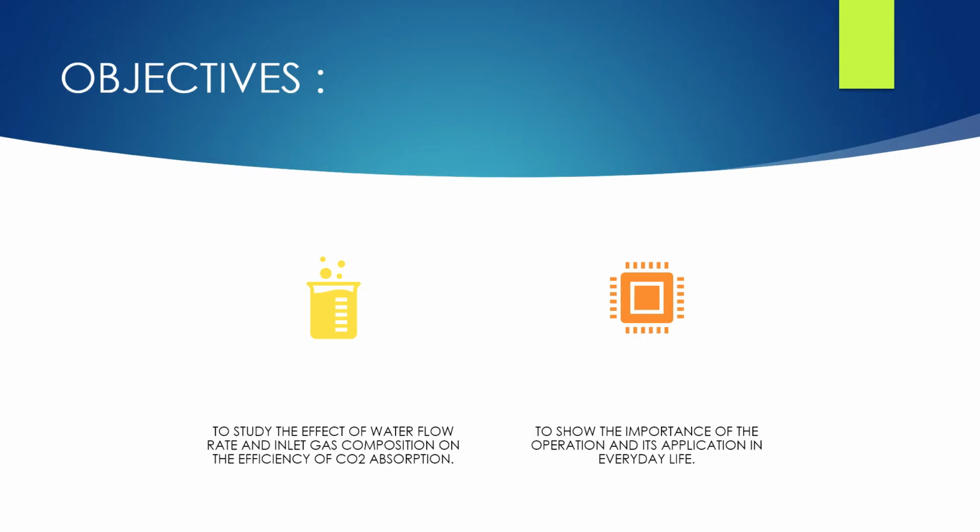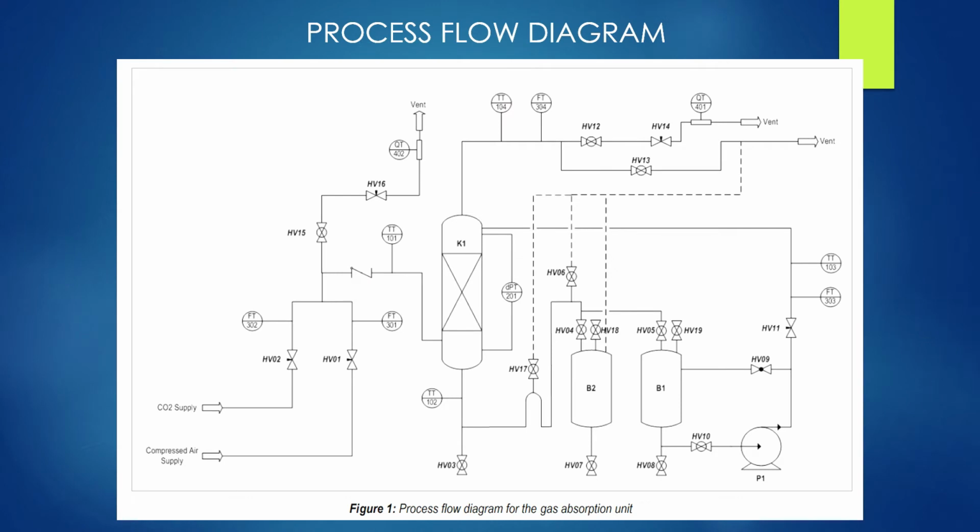Objective: to study the effect of water flow rate and inlet gas composition on the efficiency of CO2 absorption, and to show the importance of the operation and its application in everyday life. This is a process flow diagram for the gas absorption unit.